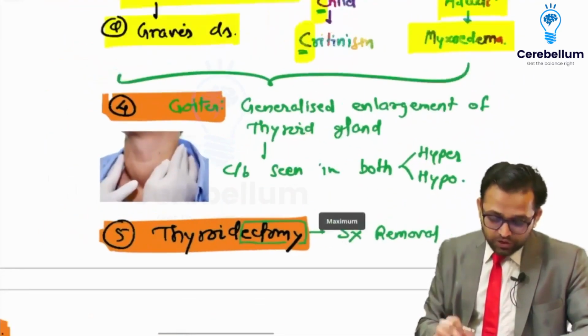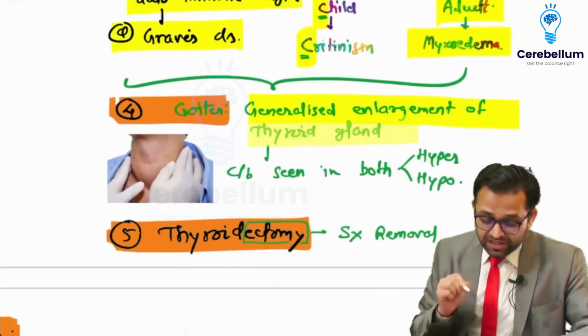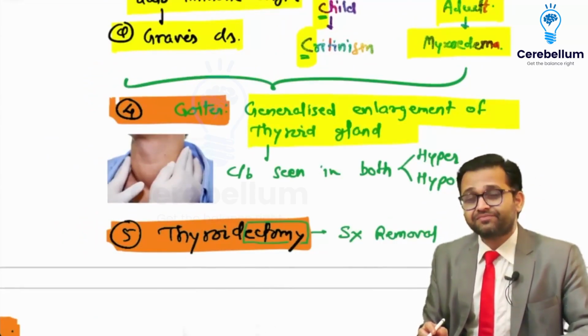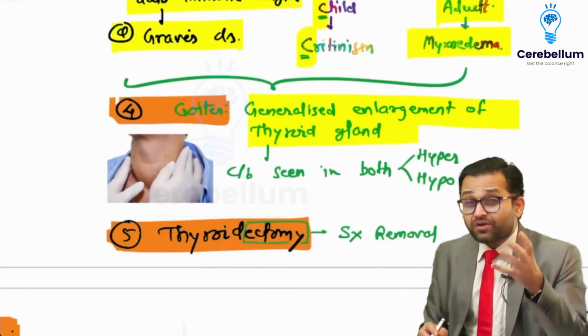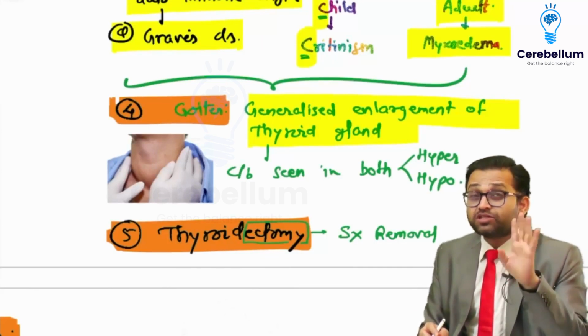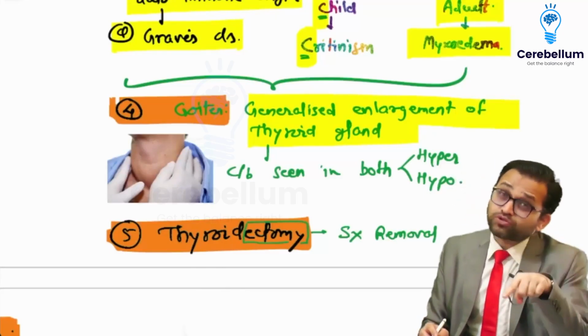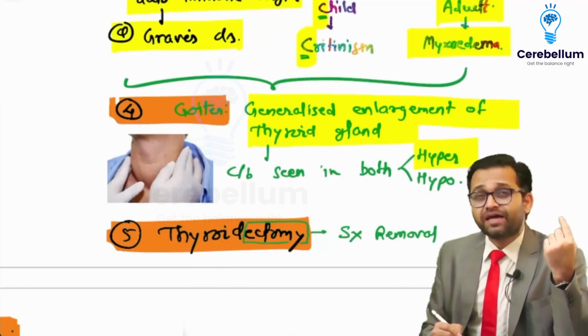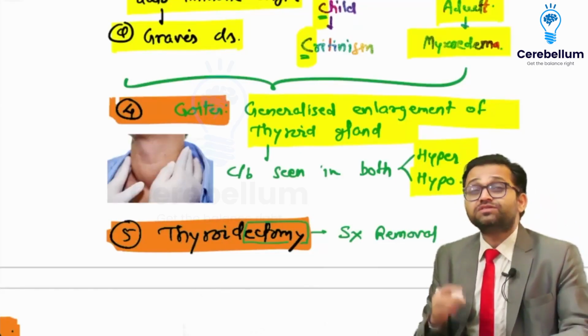Now see, what is goiter? Very important. It is generalized swelling, generalized enlargement of the thyroid gland. Remember, this is your goiter. What you have to remember is that it is not seen only in hyperthyroidism, and not only in hypothyroidism. It is seen in both. It is found in hyperthyroidism as well as in hypothyroidism. So this is your goiter.